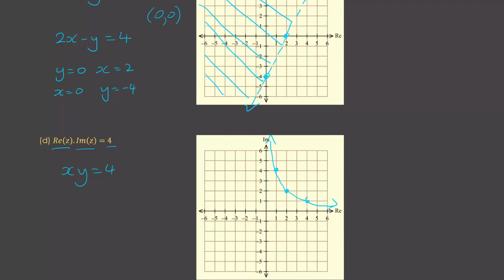Also, if x is negative 1, y is negative 4. If x is negative 2, y is negative 2. If x is negative 4, y is negative 1. And again, we know the shape of a hyperbola. It's going to go like so.